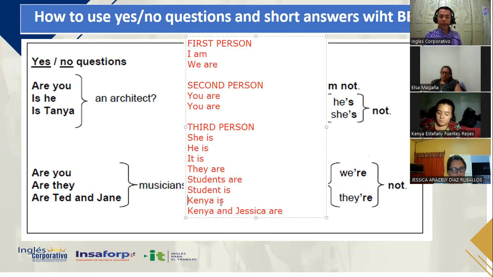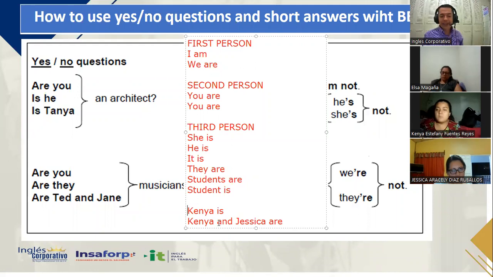Con nombres propios, si es una sola persona, is. Y si son dos personas, o tres, o más, o cinco, ¿ok? Ahí sí ponemos are. Escucha. Ya, esto es como que la Santa Biblia aquí, ¿verdad? El Corán. Esto tenemos que aprenderlo, ¿verdad? ¿Ok?